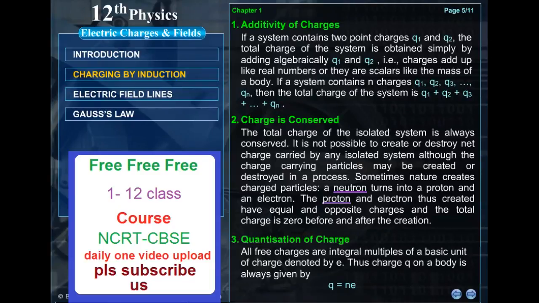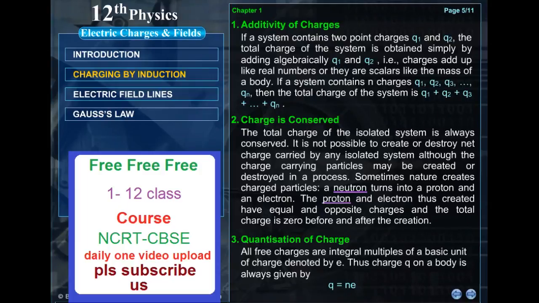Charge is conserved. The total charge of an isolated system is always conserved. It is not possible to create or destroy net charge carried by any isolated system, although the charge carrying particles may be created or destroyed in a process.